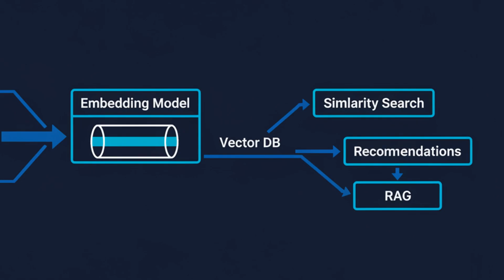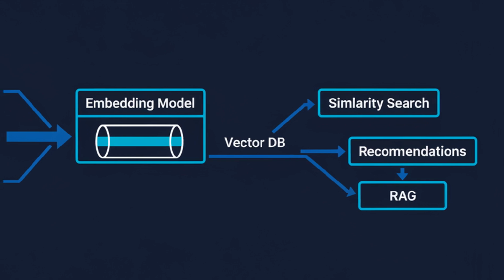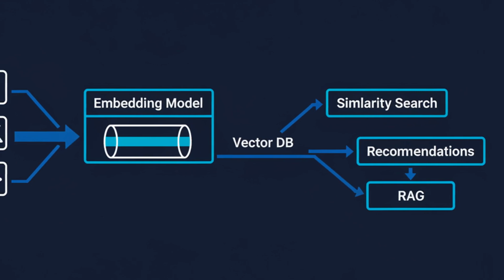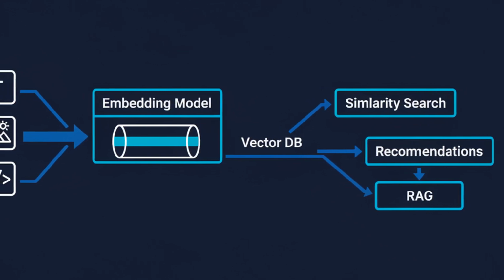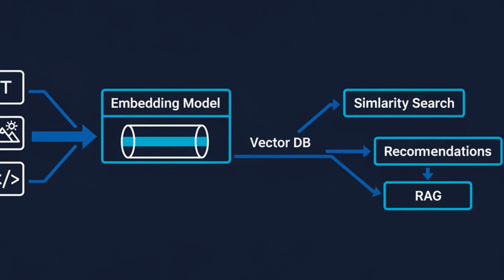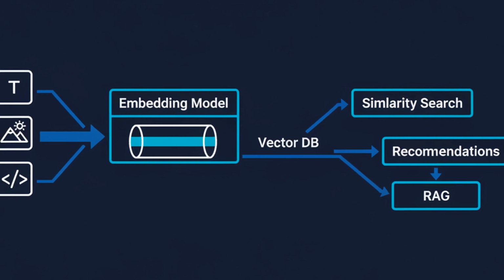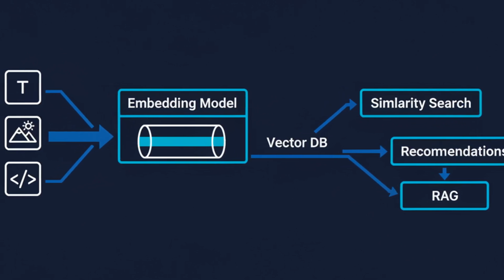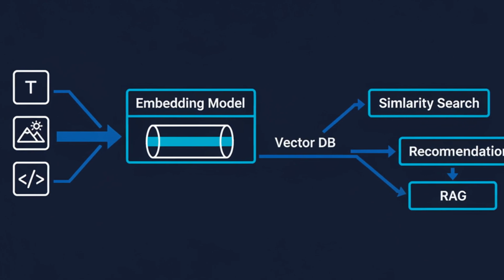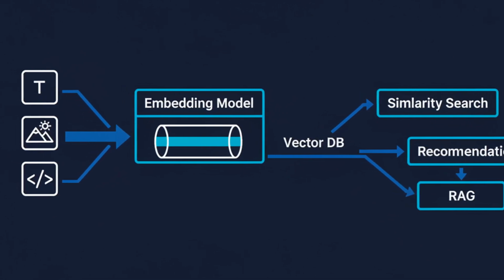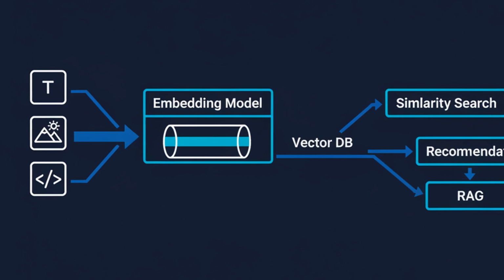So here's the whole pipeline in one mental picture. Text, images, and code go into an embedding model and come out as vectors. You store those vectors in a database, then search by similarity to find what's relevant. That's semantic search, recommendation, and RAG, all built on the single idea of turning meaning into numbers. Once this clicks, you'll start seeing embeddings everywhere in modern AI.